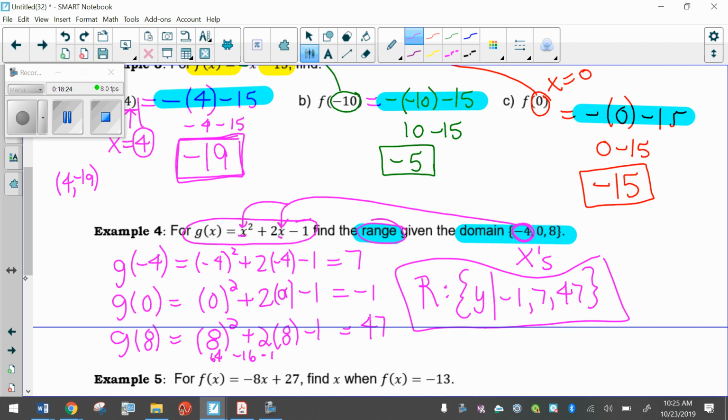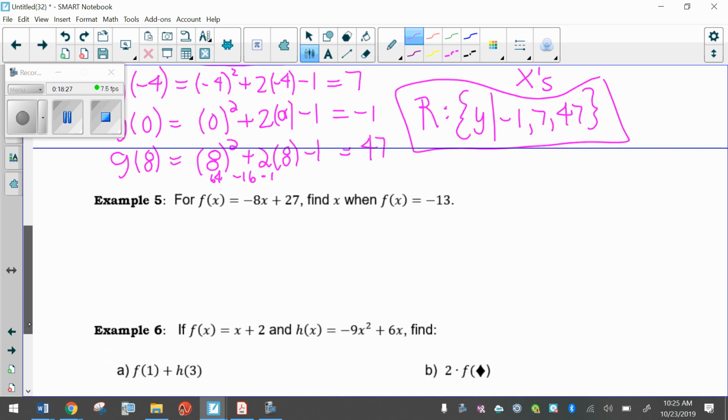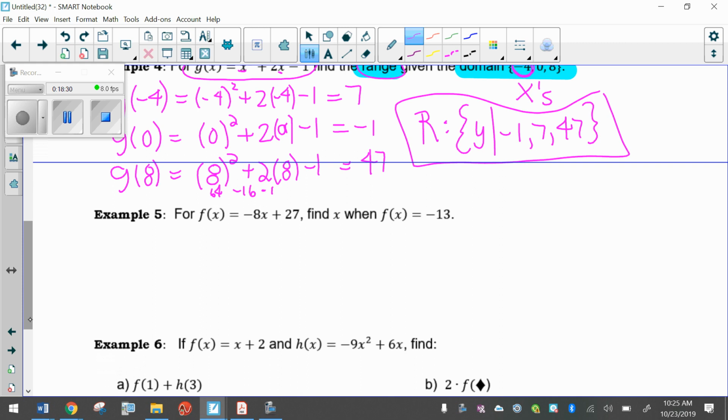All right, let's see about the last one. Oh, it's not the last one. There's a couple more. All right, the next one says, example 5. Oh, this is where the twist is. f of x equals negative 8x plus 27. So that's your function rule. And this time, we want to find x when we know f of x equals negative 13. So we have been saying over and over again that the number they're giving you is the x. But now, it's the y, or the output.